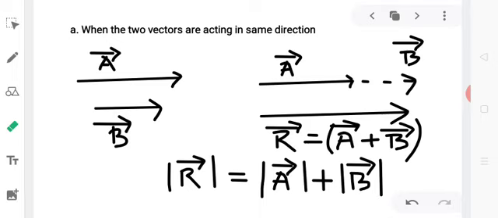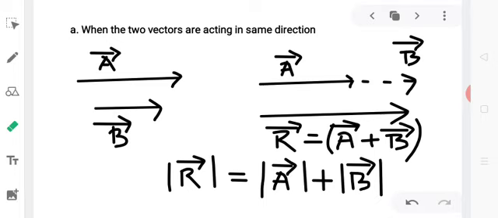Let us begin with the first case, when the two vectors are acting in the same direction. As you can see in the picture that is coming on your screen right now, let the two vectors A and B be acting in the same direction. So in order to find the resultant, coincide the tail of B on the head of A, that is this point. Then the single vector R drawn from the tail of A to the head of B gives their resultant vector, that is R is equal to A plus B.